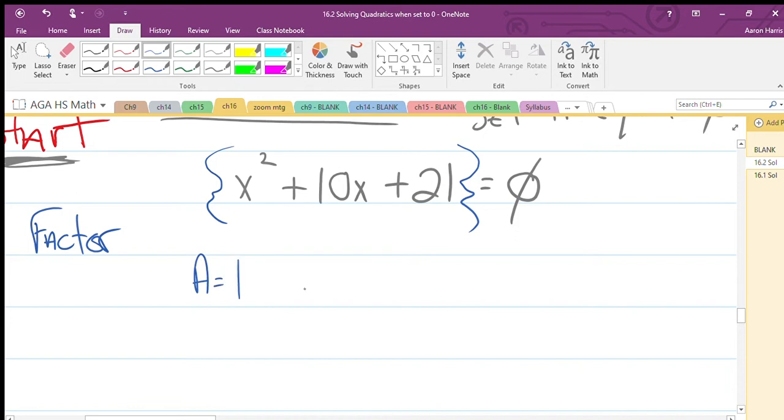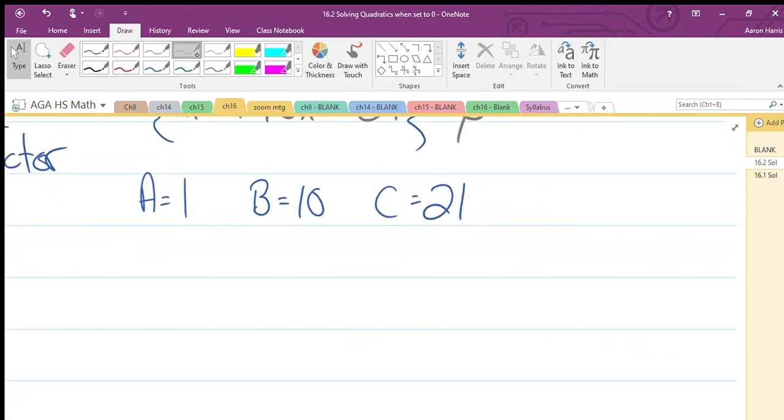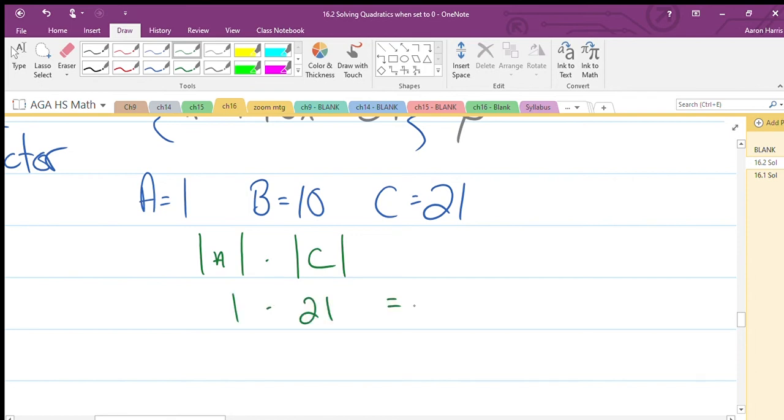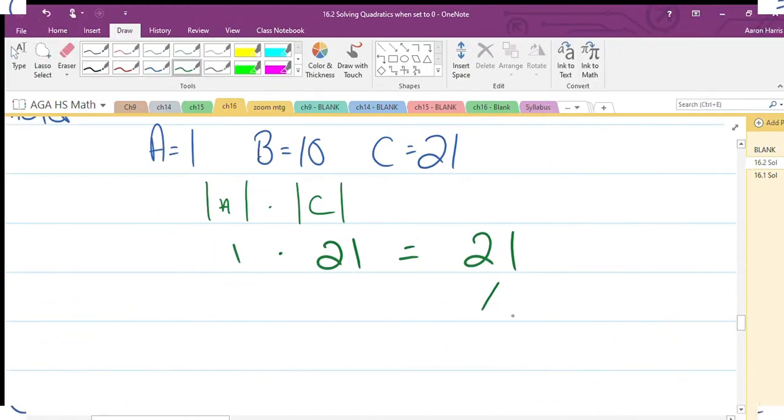A is equal to 1. B is equal to 10. C is equal to what? A positive 21. Good? All right. Now, where do we go from there? That's right. Absolute value of A times absolute value of C. So I get 1 times 21. There we go. Now what do we do?